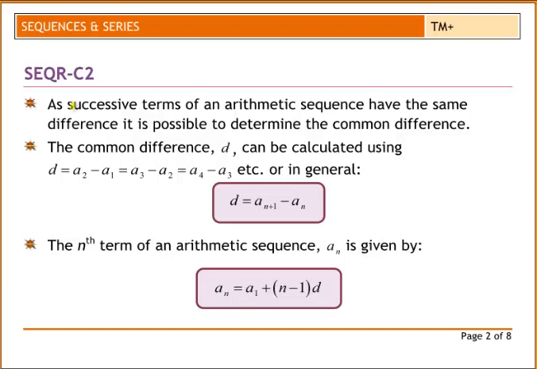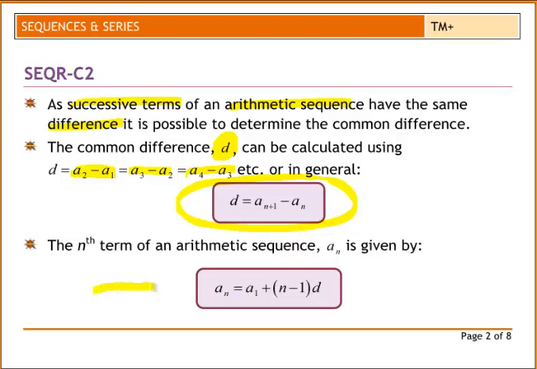Now, as successive terms of an arithmetic sequence have the same difference, the common difference, it's possible to determine what that difference is. The common difference d can be calculated just by subtracting the second term by the first. You could also get the third minus the second, or the fourth minus the third, etc. In general, we could use this formula: the common difference is a of n plus 1 minus a of n. So that's simply saying the second term minus the first term.